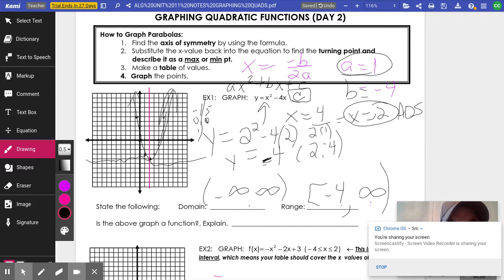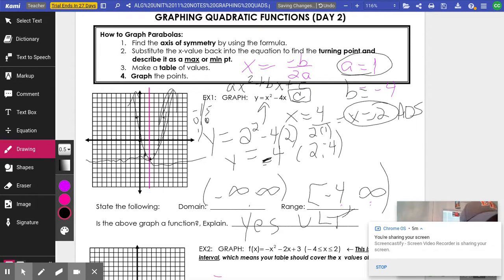Normally, the answer is domain -infinity to positive infinity. And the range either goes from a number to infinity or -infinity up to a number. In this case, it's a number to infinity. Not always, though. And yes, it passes the vertical line test. Again, I hope this helps.